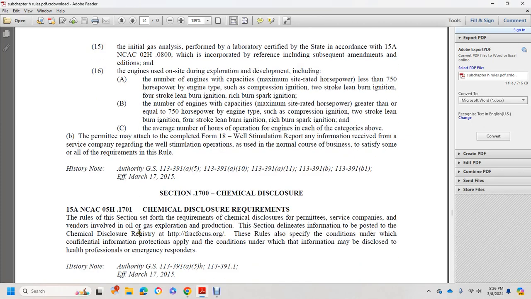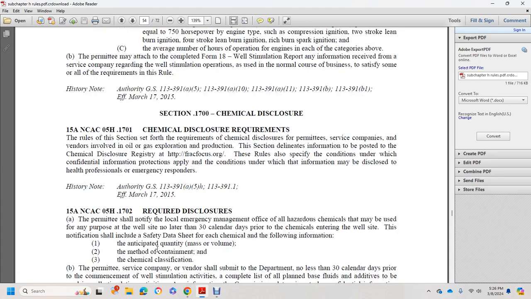All right, Section 1700, closure, chemical disclosure. 1701, chemical disclosure requirement. The rule sets forth the requirement of chemical disclosure for the permittee, the service company, and the vendor that is involved with oil and gas exploration and production. The section delineates the information to be part of the chemical disclosure registry with FracFocus.org. The rule specifies the conditions under which Confidential Information Protection Act protection applies, and the conditions under which the information is limited in scope to health professionals and emergency responders.